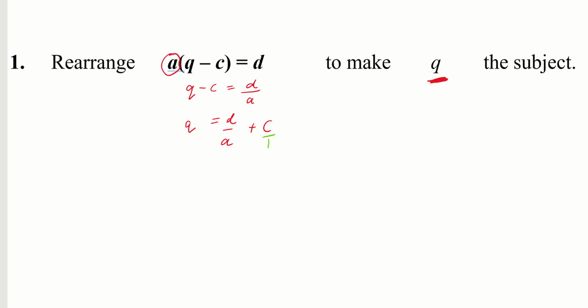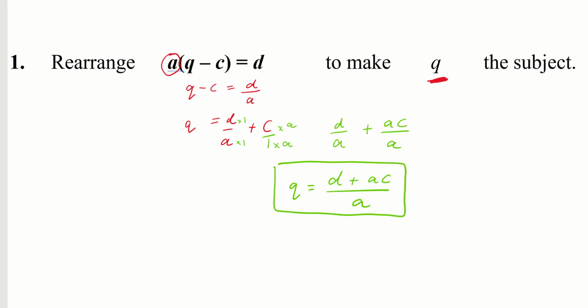Now, if I wanted to plus these fractions together and make one fraction, I need the same denominator. To get the same denominator, I need to do this, which you should know this technique. Otherwise, some people do the cross method or butterfly method. But now what I'd be left with is D on A, plussing with AC on A. Now that I do have the same denominator, I can put it all together, which gives me D plus AC all on A.